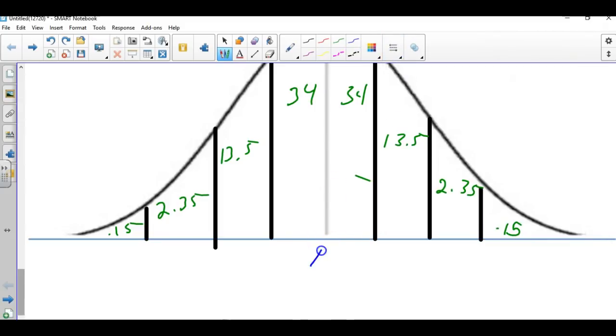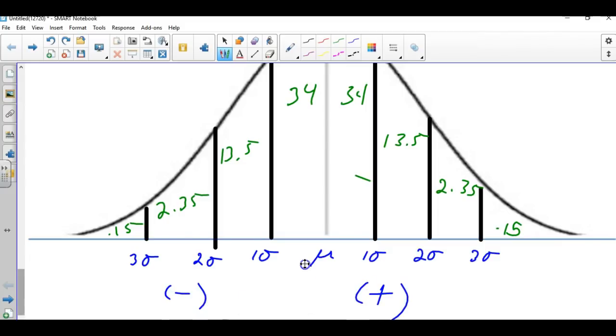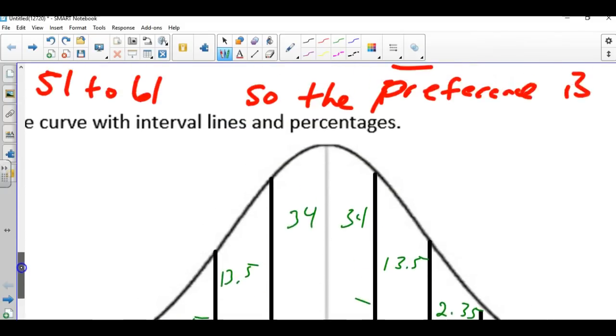This is mu in the middle, the mean. All right, then this is 1 standard deviation over, 2 standard deviations, 3 standard deviations. But that's in the positive direction, so this whole side is going to be the positive direction. Over here, you have 1 standard deviation, 2 standard deviations, and 3 standard deviations, but this is in the negative direction. All right, so label that up. And then we're going to use this to answer questions, okay?